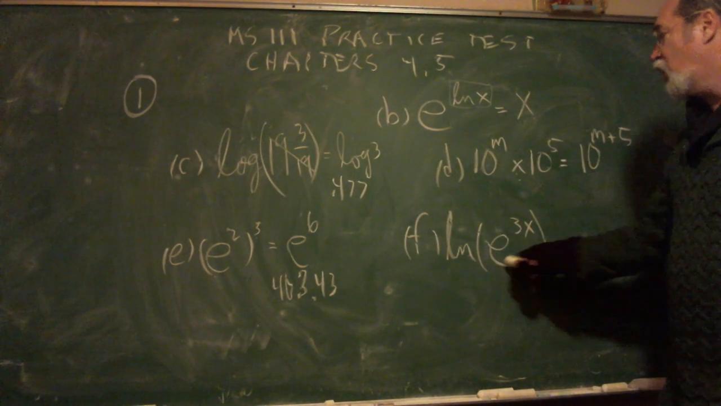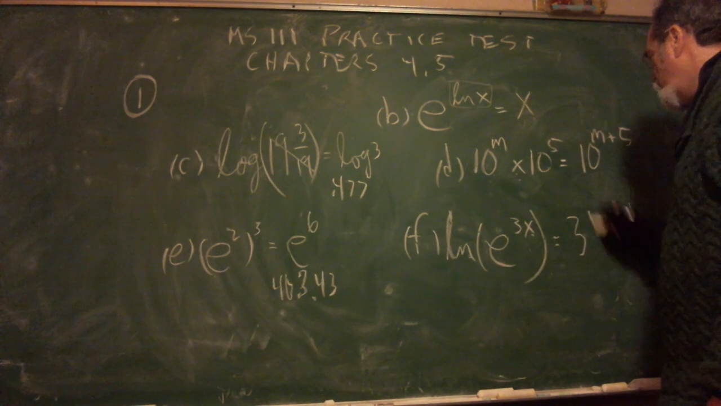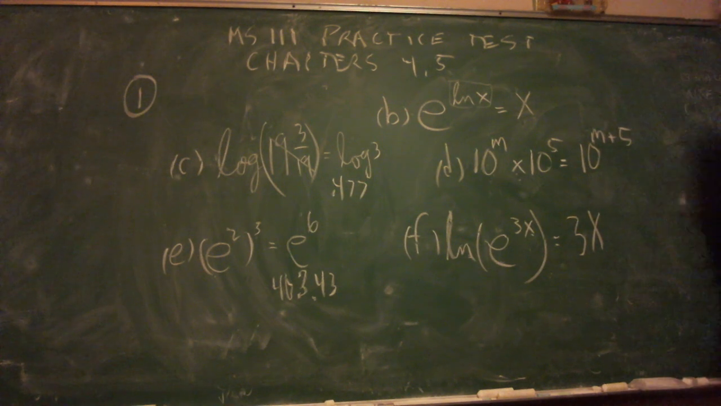Next up, I have a natural log of e to the 3x. So these two are inverse functions. They undo each other, and I get just 3x. So you should be able to do all those kind of things.